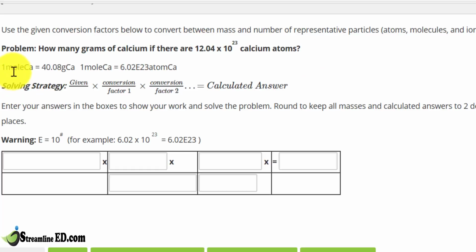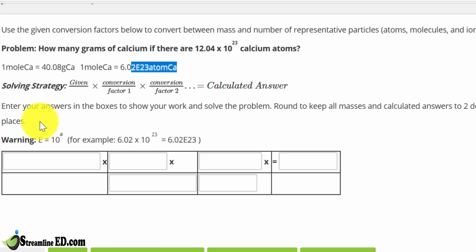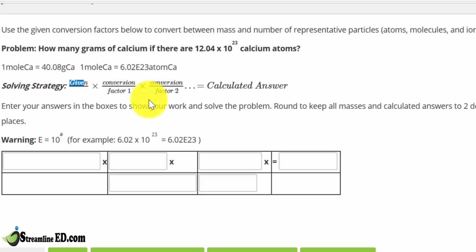We are given 2 conversion factors between moles and grams, and we have a conversion factor between moles and atoms. Let's look at this problem. We are again using the same strategy: take our given times the conversion factors, as many as we need to get to the unit that we are looking for, in this case grams.